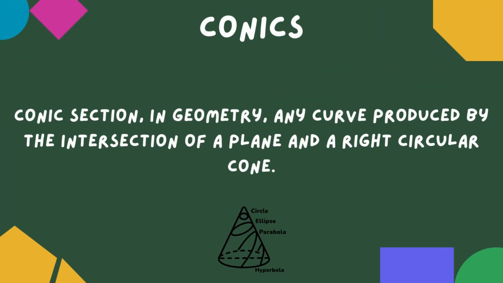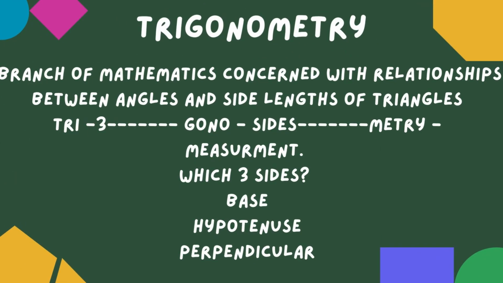Conics. Conic sections in geometry are any curve produced by the intersection of a plane and a right circular cone. Trigonometry, a branch of mathematics concerned with relationships between angles and side lengths of triangles. Tri means three, gono means sides, and metry means measurements. Which three sides: base, hypotenuse, and perpendicular.